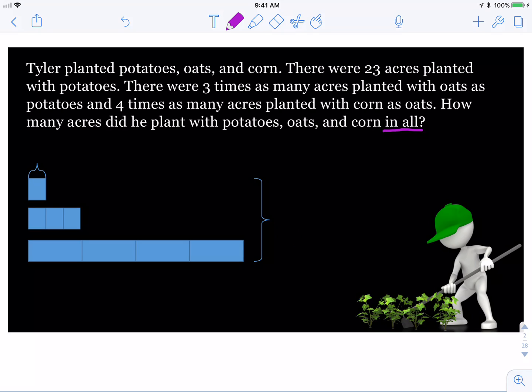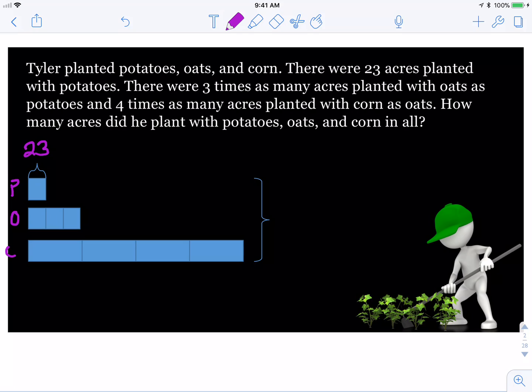Go ahead and pause and try to work this problem out. Make sure you read it again and highlight all the important information. Okay, so we know that he had 23 acres with potatoes. And there were 3 times as many acres planted with oats as potatoes. So we have, this is our oats, this is our potatoes, and then we have corn.